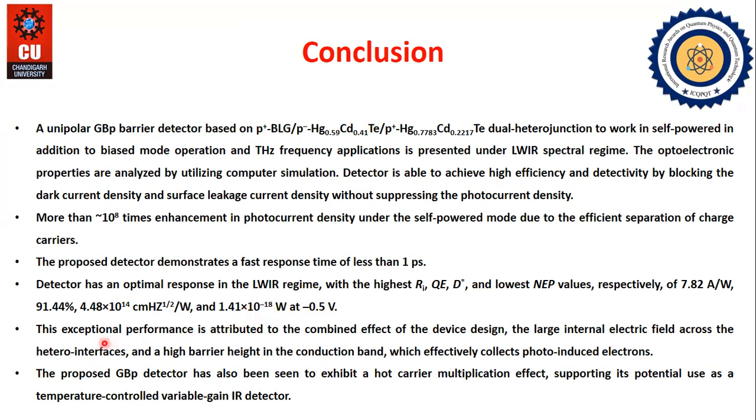This exceptional performance is due to the combined effect of the device design, the large internal electric field across the hetero interfaces, and a high barrier height in the conduction band, which effectively collects the photo-induced carriers. The proposed GPP detector has also been seen to exhibit a hot carrier multiplication effect, suggesting its potential use as a temperature controlled variable gain IR detector.